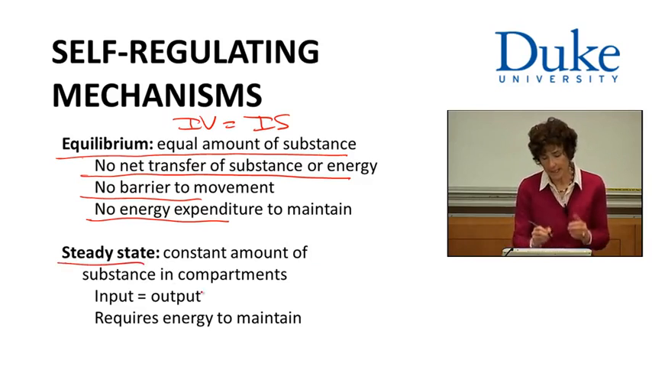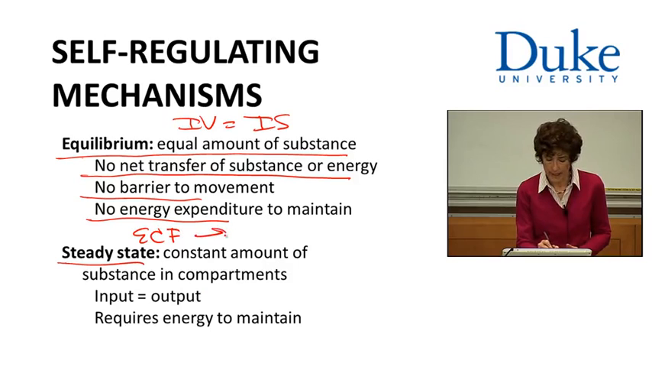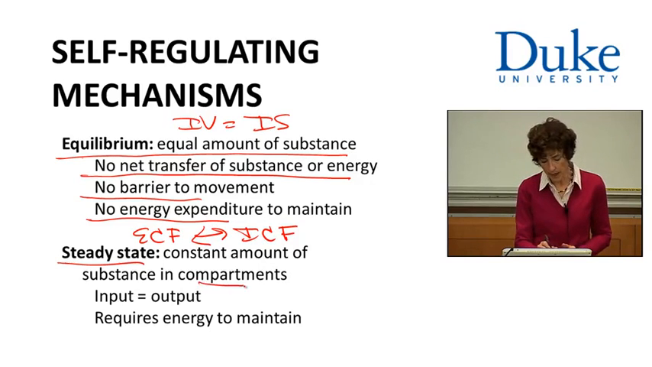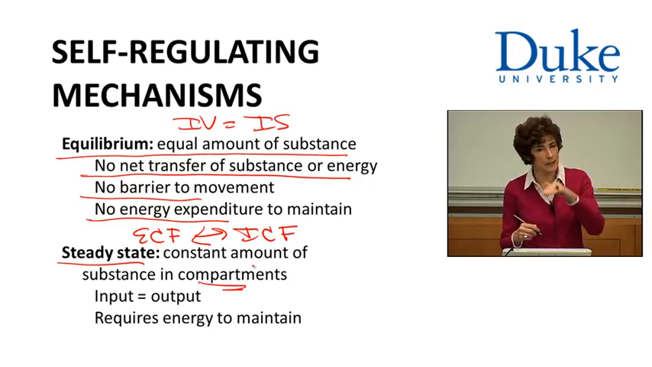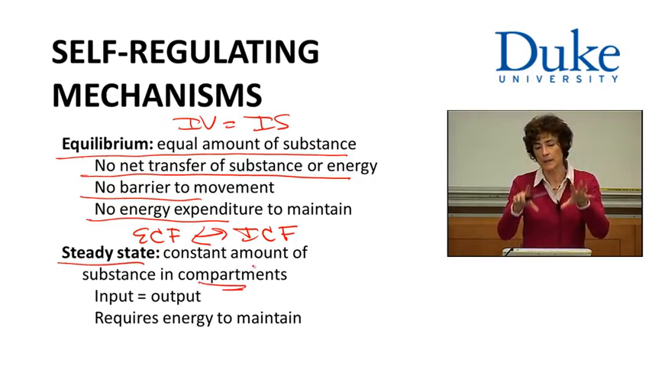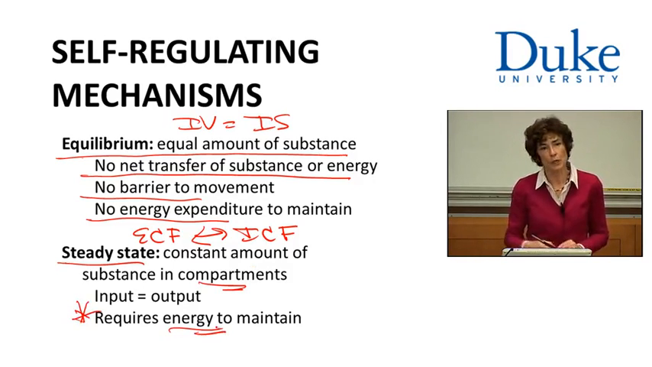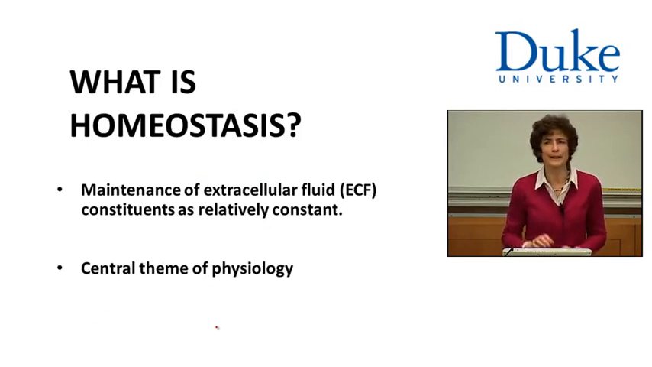In contrast, we have a steady state which is present between our extracellular fluid space and the intracellular fluid space. Here we have a constant amount of substance within the compartments, and the input is equal to the output, but the concentrations within these two compartments can be dissimilar, and this requires energy to maintain. We need to use ATP, the energy of the cells, in order to maintain this gradient between the two compartments. So why are we so interested in these fluid compartments?